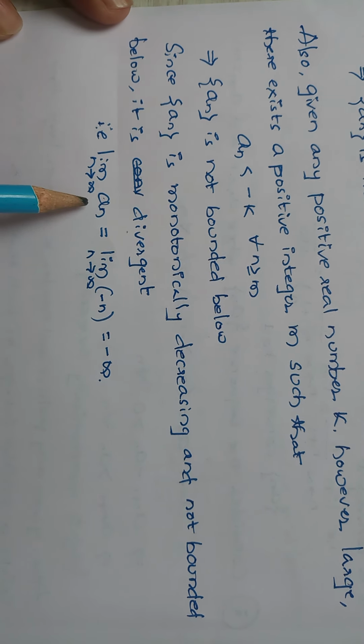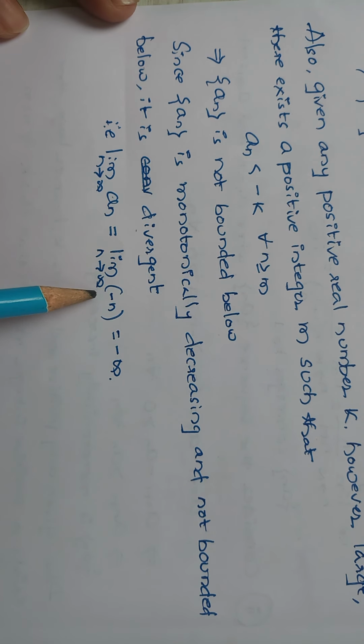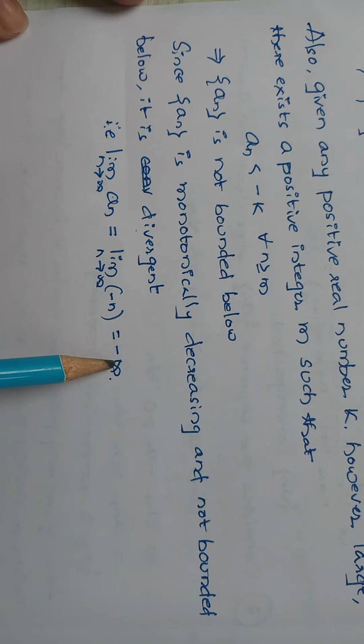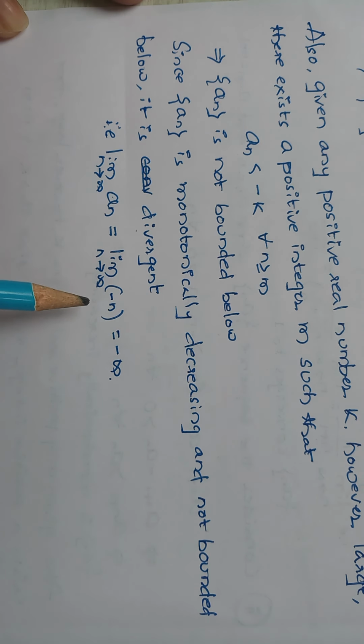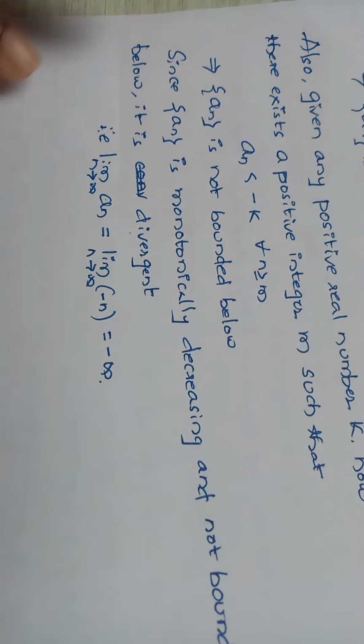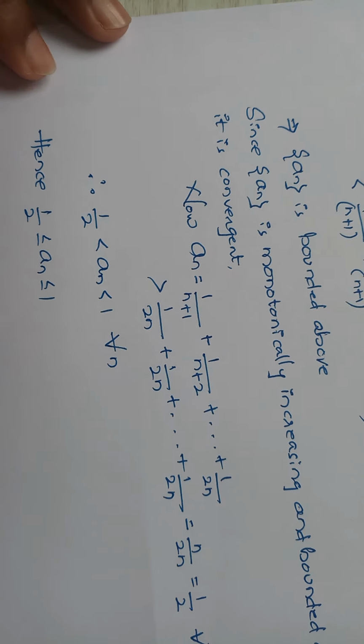That is, limit n tends to infinity a_n is equal to limit n tends to infinity of minus n. So this is equal to minus infinity. If you get minus infinity or plus infinity, then that is a divergent sequence. Here if you find any finite number, then that is a convergent sequence. Therefore this sequence a_n equal to minus n is monotonically decreasing and not bounded below, therefore it is divergent.